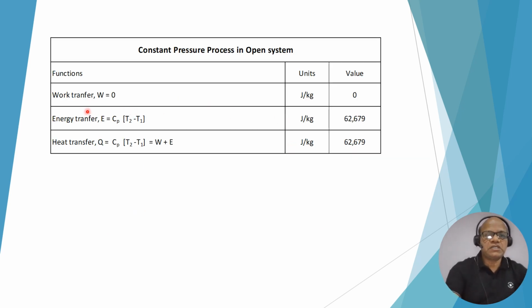And for the open system, there will be a change only in the work transfer, energy transfer, and heat transfer. So just calculate only these three. Work transfer is 0. Energy transfer is 62,679. This is Cp T2 minus T1. And this is equal to heat transfer also, because work transfer is 0. The same thing, 62,679.